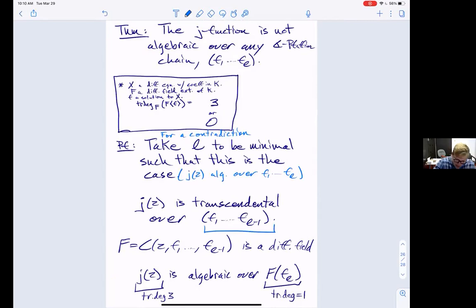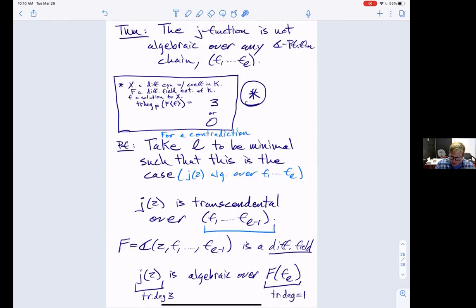Okay, but if you think about this Pfaffian condition, the field generated by Z and F1 through FL minus 1 is actually a differential field, because the derivatives of the generators of that field are written as a polynomial combination of the earlier things that appear. Okay, so this is actually a differential field. And so this condition here applies. And so that means that the J function and its first and second derivatives have to be transcendence degree 3 over this field here.